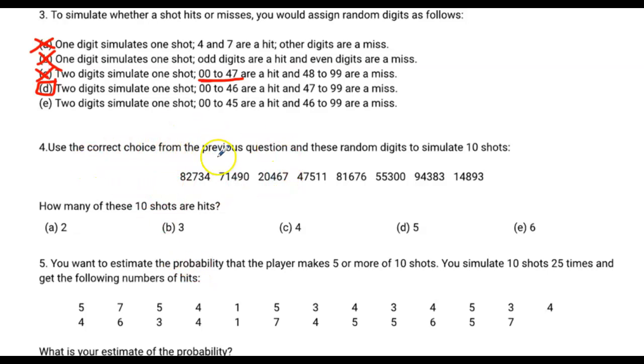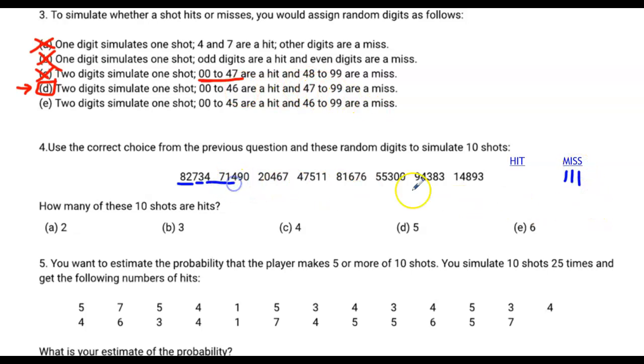All right. Use the correct choice from the previous question, which is choice D. That's what we found from the previous question. And the random digits to simulate 10 shots. Okay, let's simulate those shots. First shot, 82. According to this, 47 to 99 is a miss. So that one is a miss. So I'm going to put a little tally mark in the miss section. 73, unfortunately for her, is another miss. And then the next number is 47. Remember, in this scenario, 46 is a hit, but 47 is a miss.